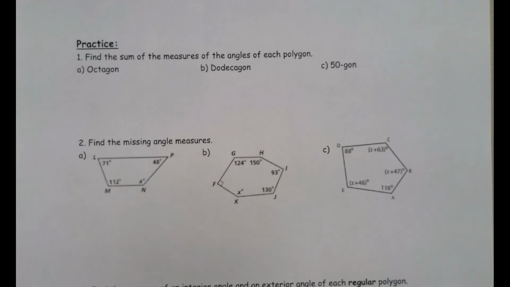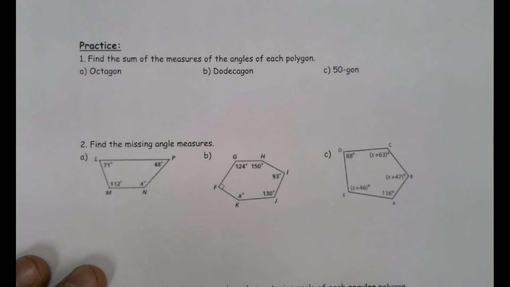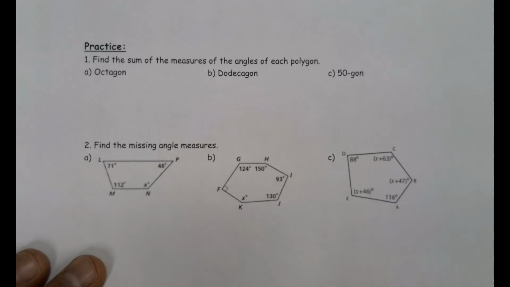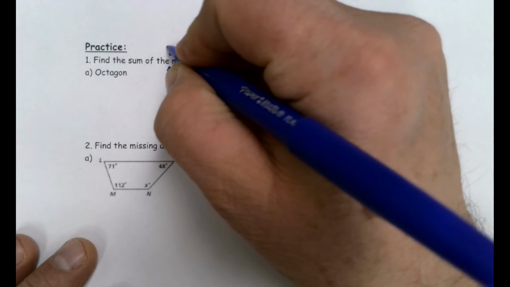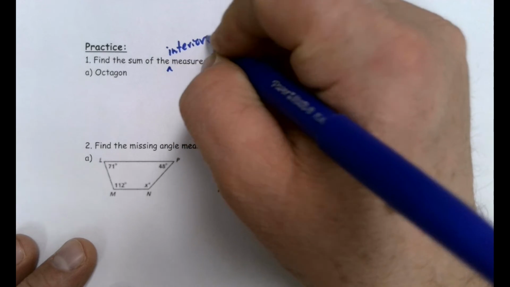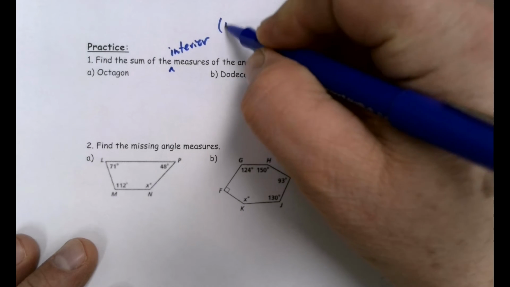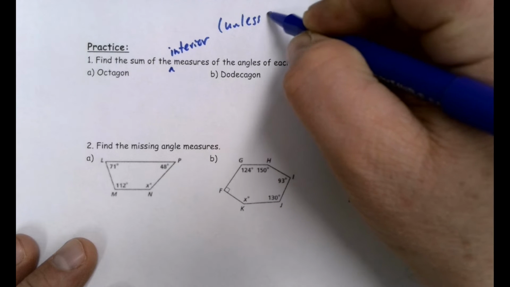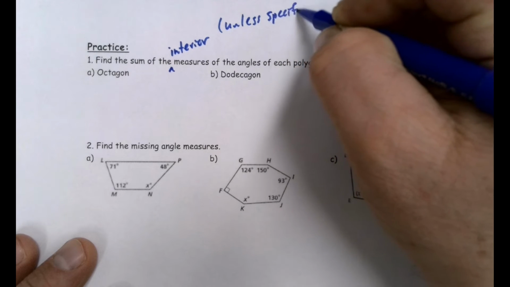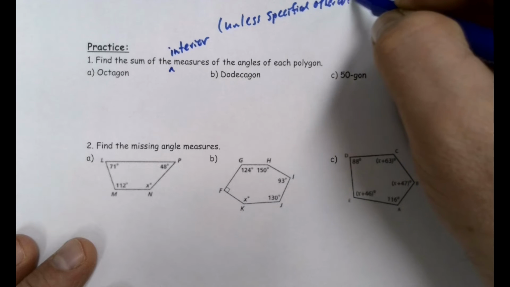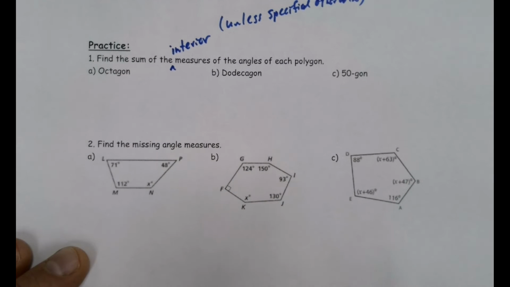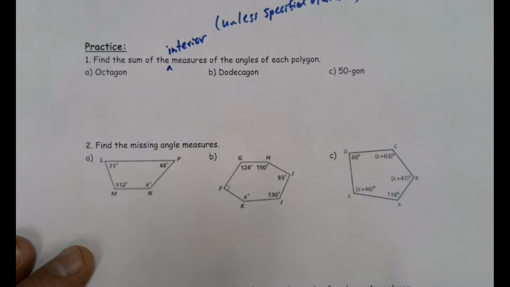Okay, so let's put some of this to work here. If I'm finding the sum of the measures of the angles of each polygon, and it doesn't say which ones we're talking about, you can assume we're talking interior, unless specified otherwise. Okay, sum of the measures of the angles of each polygon.